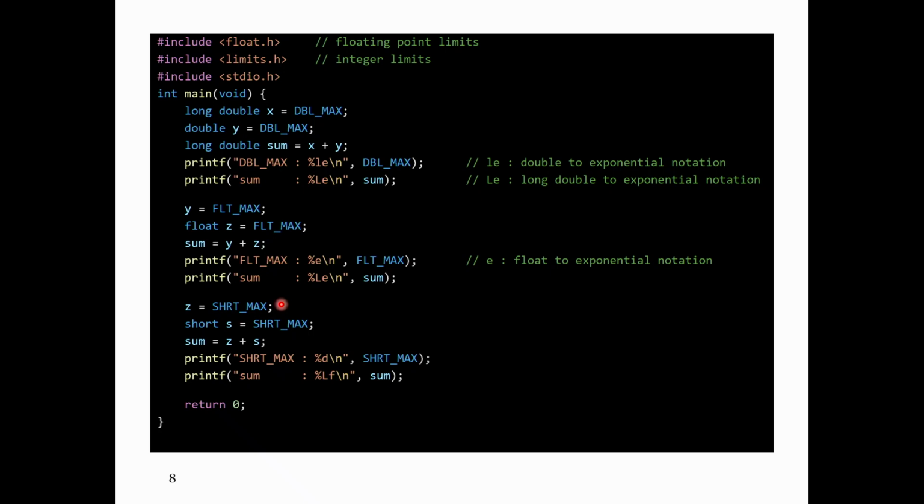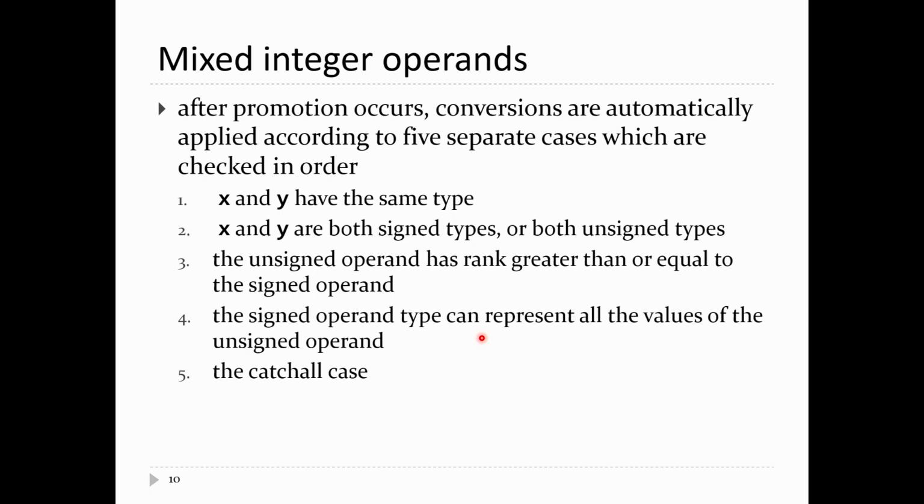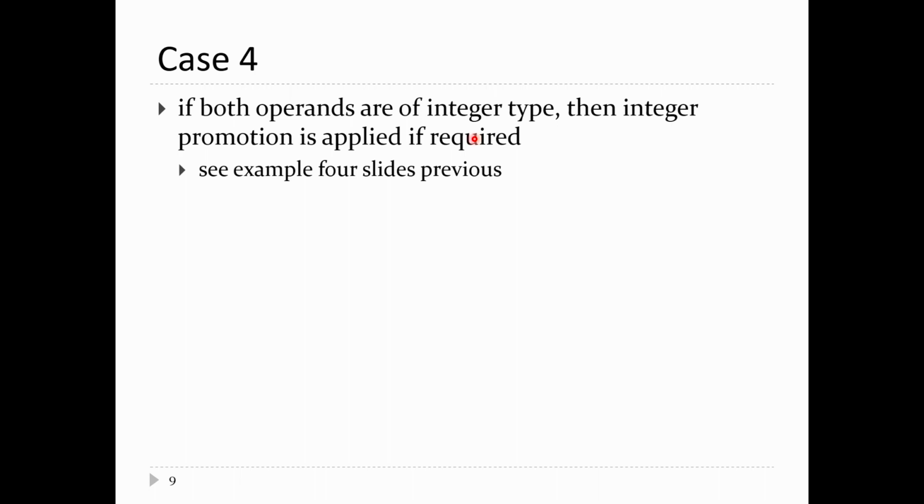Okay, case 4 is where both operands are of integer type. So first you apply promotions. If you have 2 integer types that are different, and they're small types, they both get promoted up to int. And then the following happens. So this is what happens when you use mixed integer operands. The previous case is where one of your operands is floating point. Here's where they're both integer.